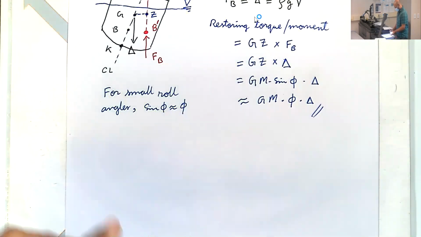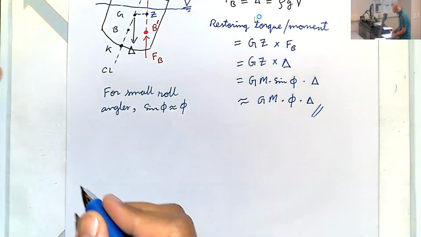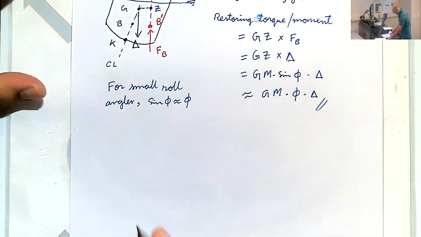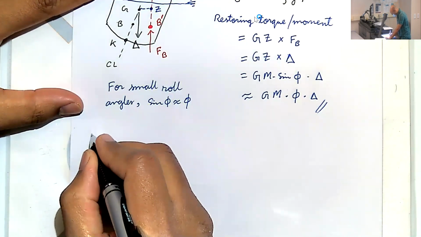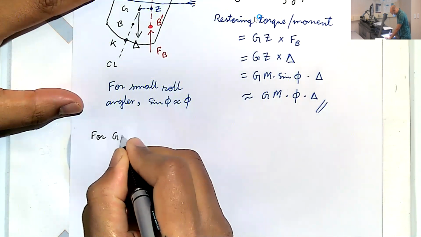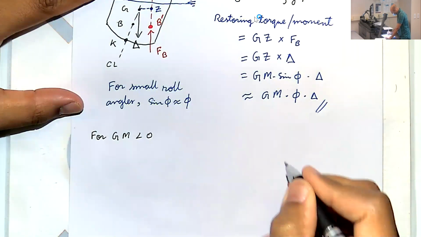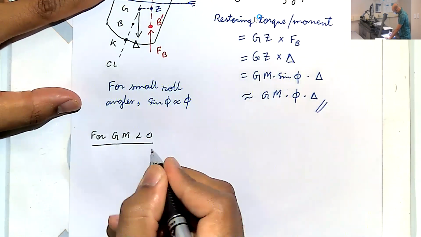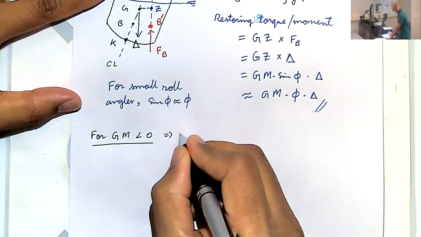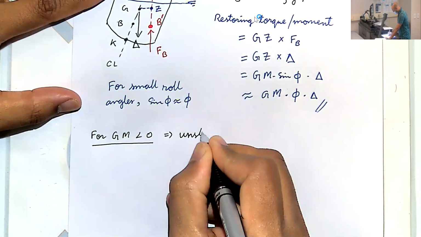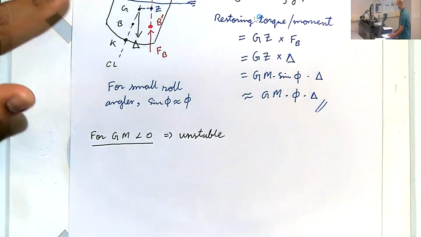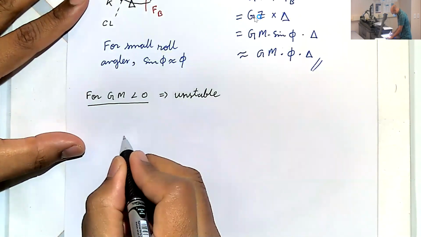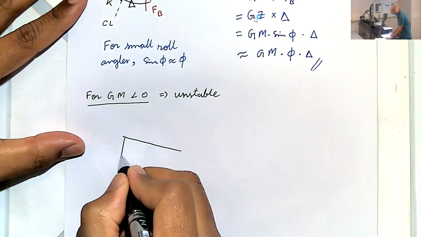All right, so this is for GM greater than 0. Let's just draw sketches of what happens when GM is less than 0 and when GM is equal to 0. So for GM less than 0, we've said already that the hull will be unstable, but let's look at the force diagram and see how exactly it's unstable. So quickly drawing the same thing, but not in as much detail.